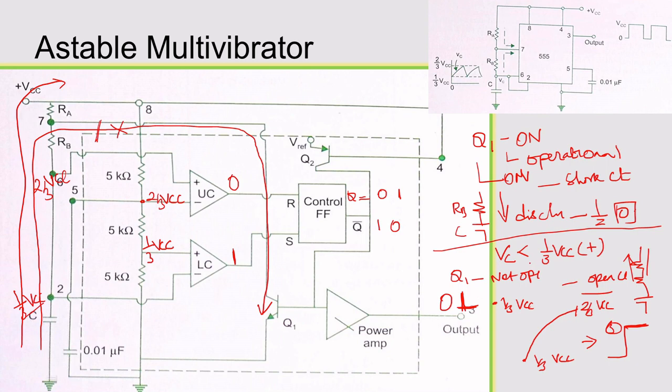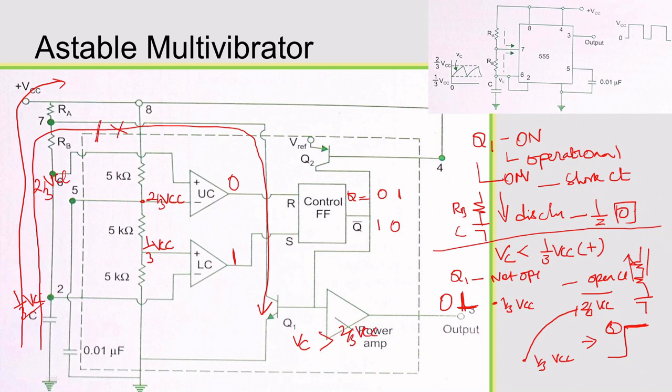During the lower comparator period, the capacitor used to charge. Why? Because the lower comparator is 1, Q will be 1, Q bar will be 0, so the transistor becomes not operational, so it is disconnected from the clamping network, so it starts to charge via RA and RB. So the next condition is when the capacitor voltage is greater than 2 by 3 VCC.